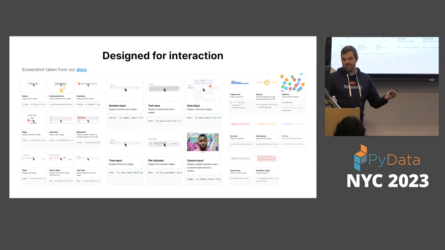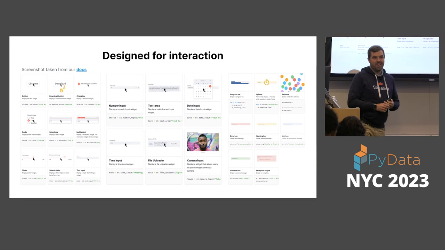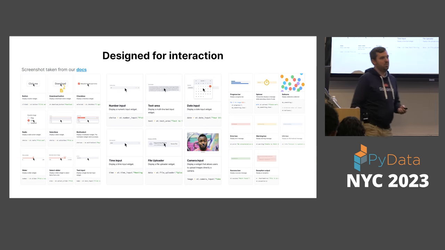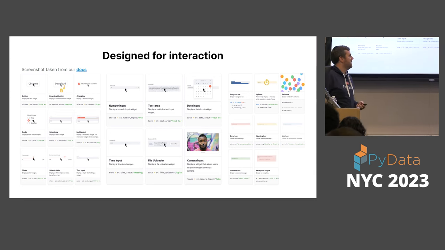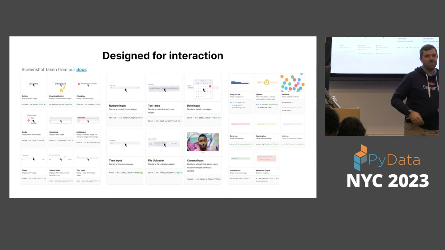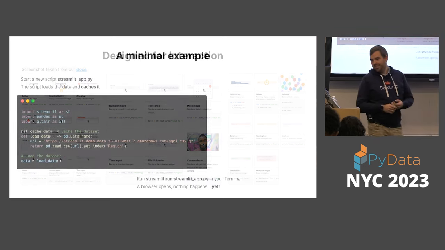So all these interactive things, you can do fancy things like use the webcam, as well as basic things like upload a file or click a button. And there's all kinds of different widgets. And the docs are great. You can just go to docs.streamlit.io, you'll find all about all these things.